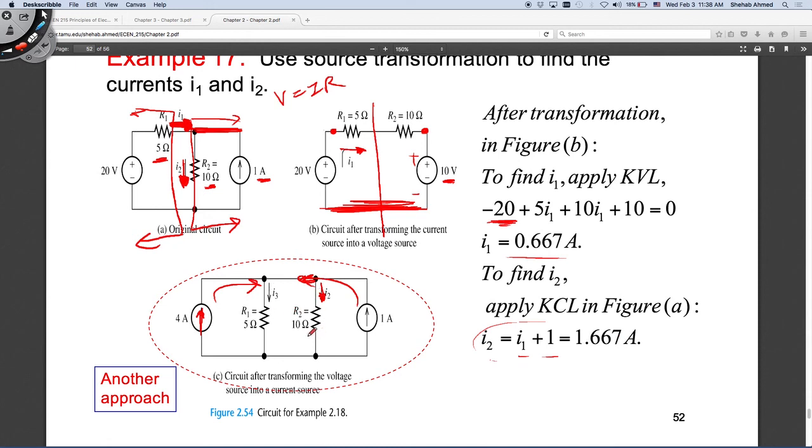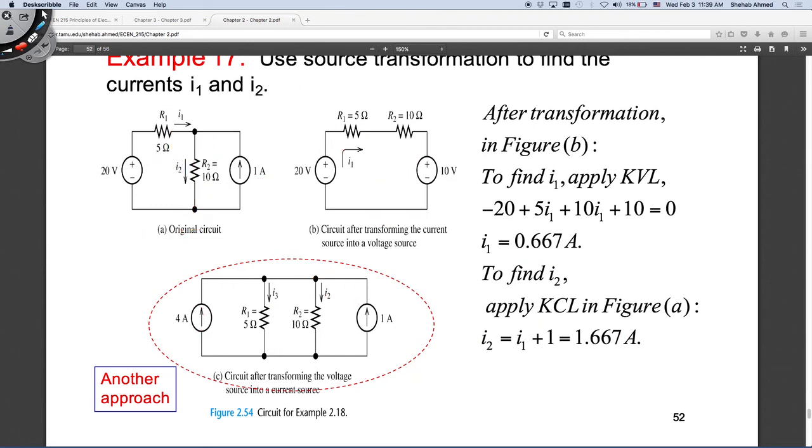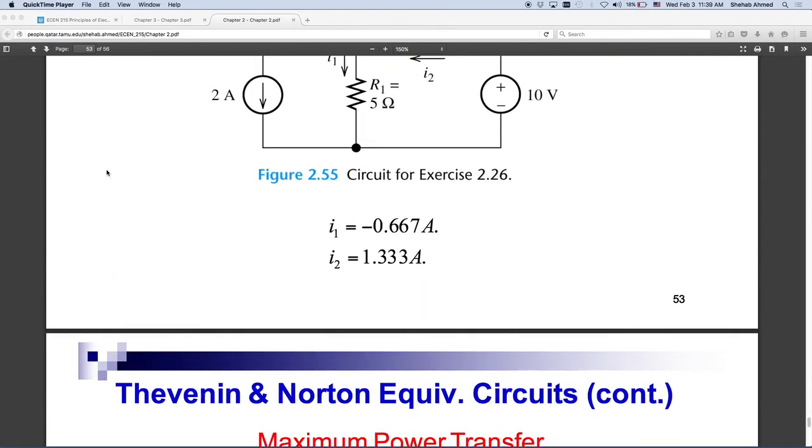So you use current divider rule to say, okay, 4 plus 1, so 5 amp is going to be divided into either this branch or this branch, depending on the resistance of the other branch. So I1 is equal to 5 times 10 divided by 15. And then I2 will equal 5 times 5 divided by 15, right? That's the current divider rule applied. So that's what we did here.